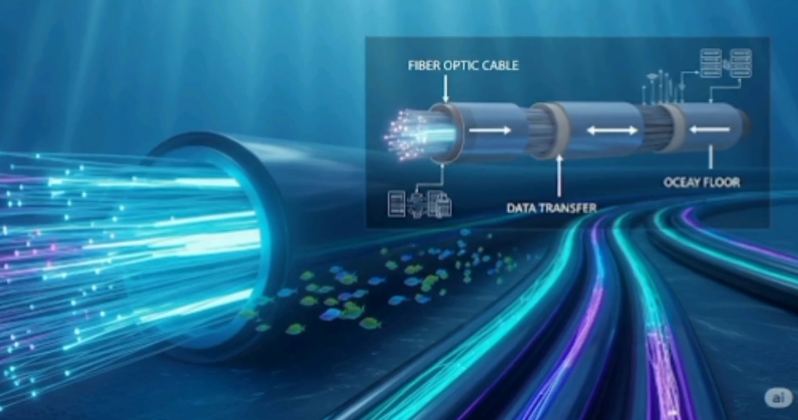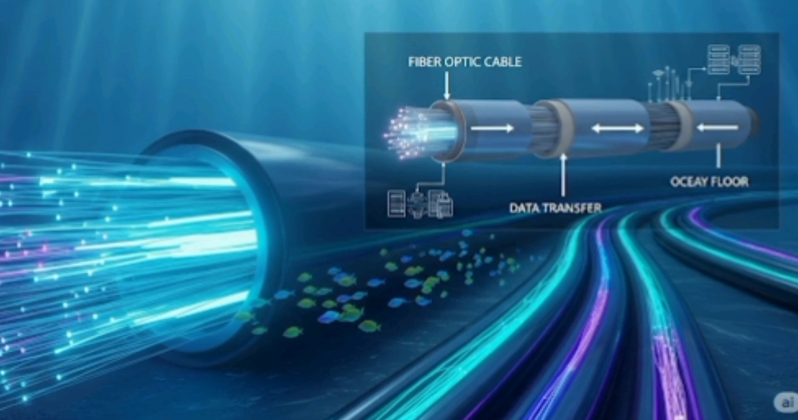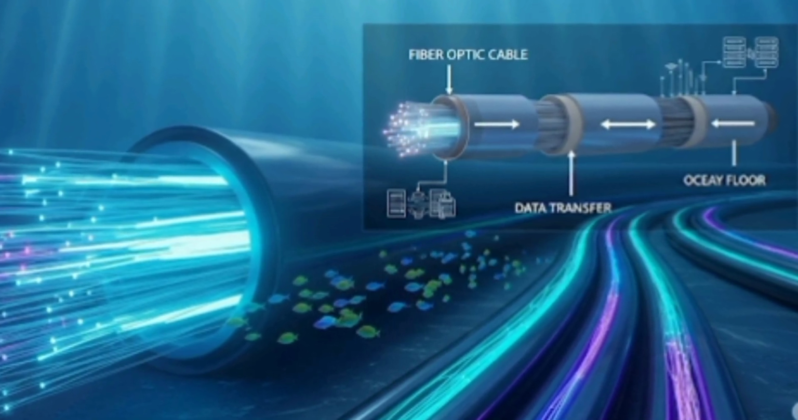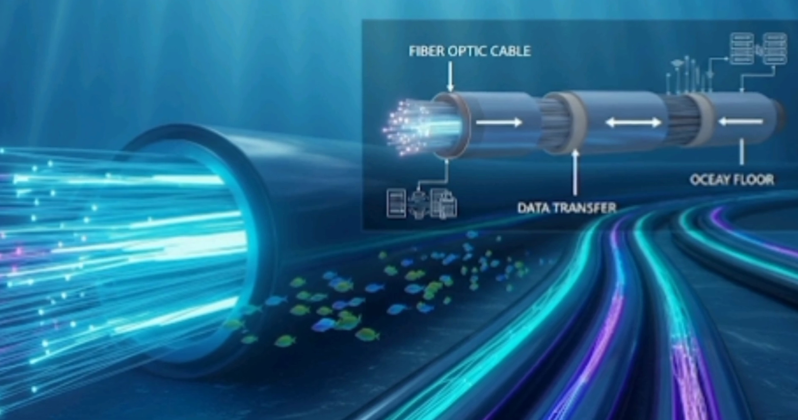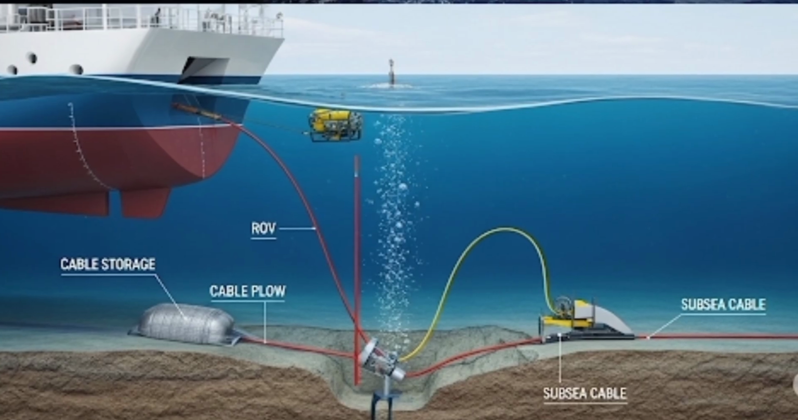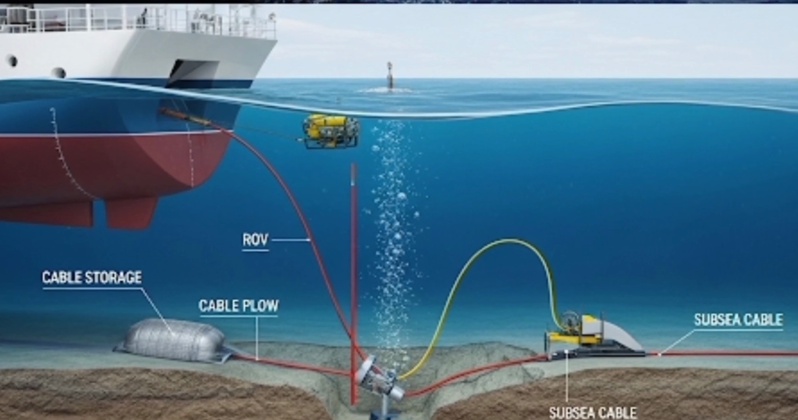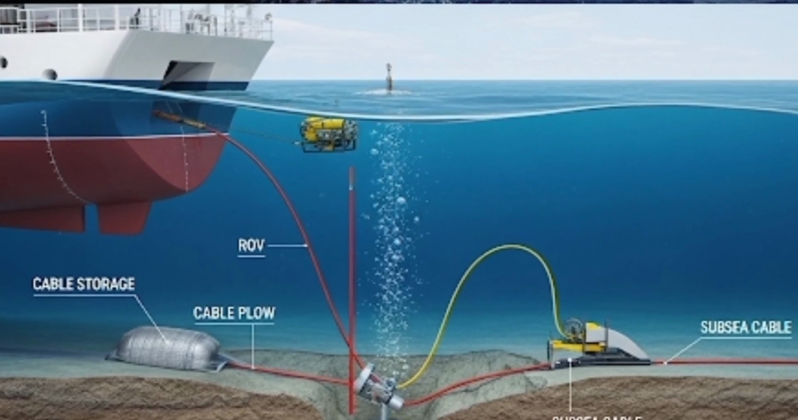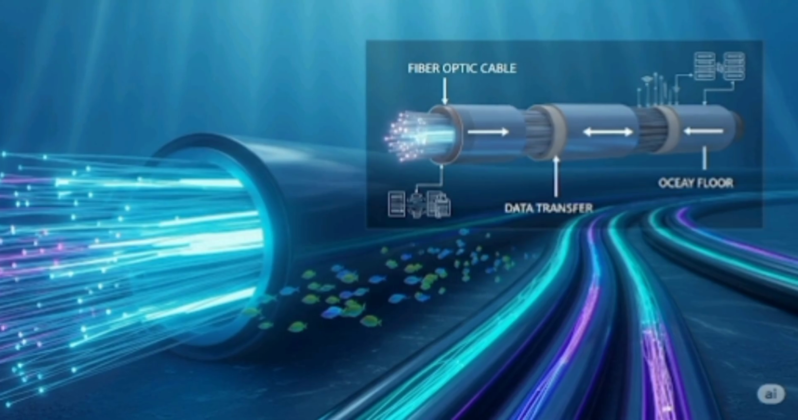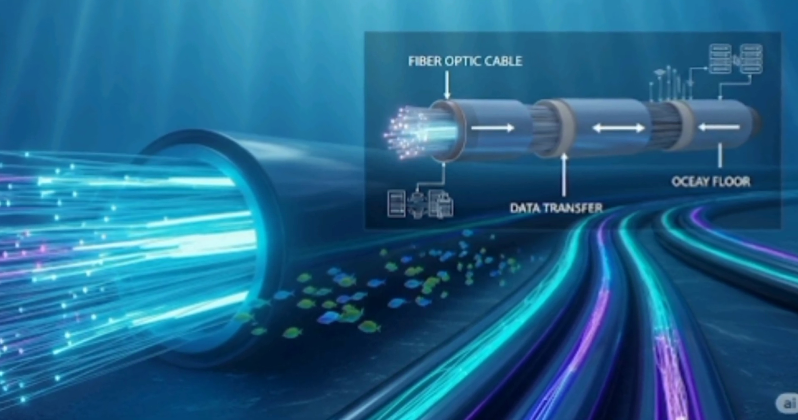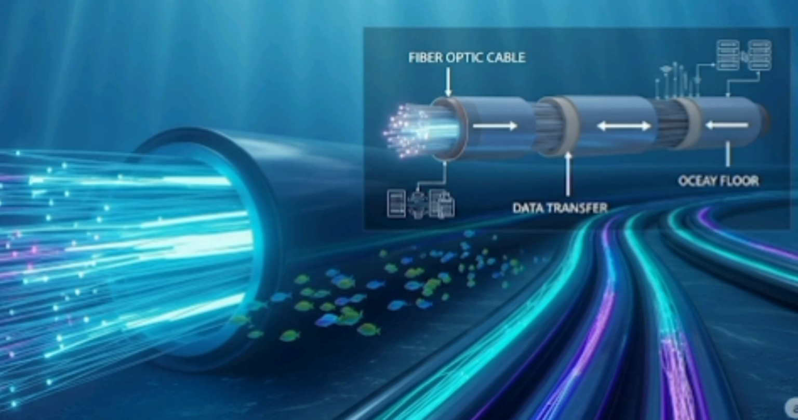Part 3. Physical infrastructure, the ocean cables. Here's the surprising part. Around 99% of international data doesn't travel through satellites. It moves through undersea fiber optic cables. These are ultra-thin glass tubes that carry light signals at almost the speed of light. They connect continents and can handle terabits of data every second. There are over 1.4 million kilometers of these cables under our oceans right now.